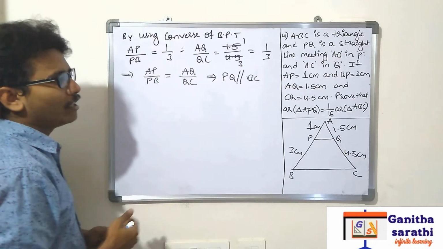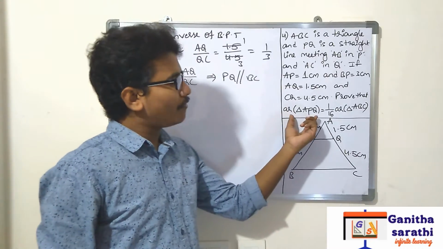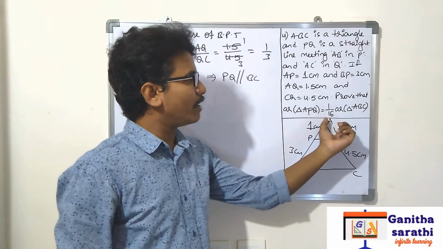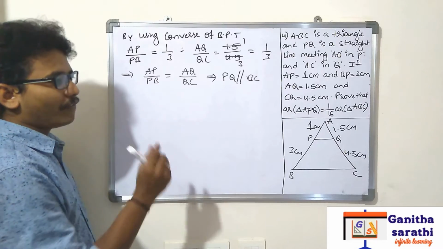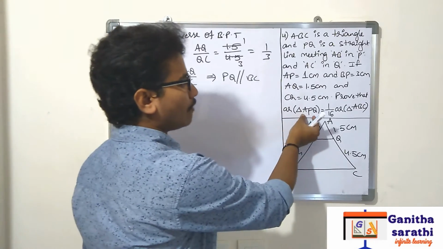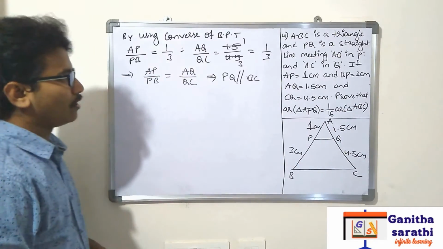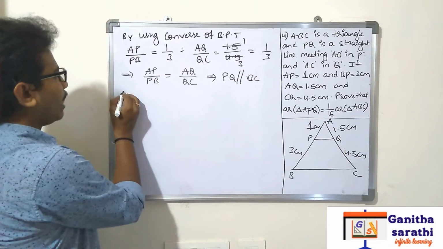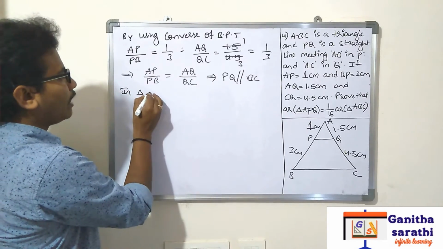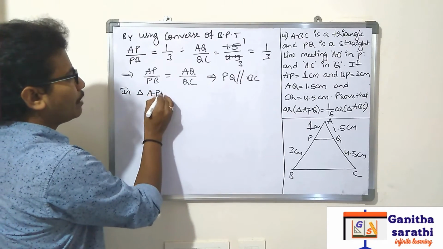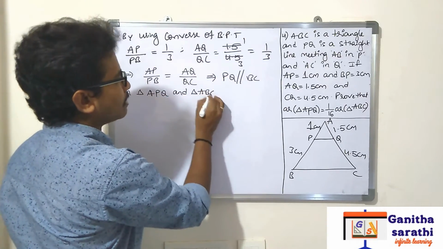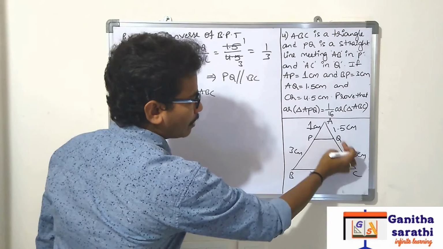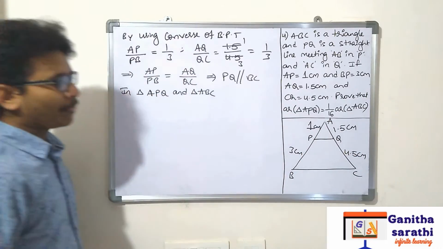So what is he saying? We have to prove that the area of triangle APQ is equal to 1 by 16th of the area of triangle ABC. First we have to prove the similarity of APQ and ABC. Okay. Now in that figure only we are getting two triangles. What are the two triangles? Triangle APQ and triangle ABC.